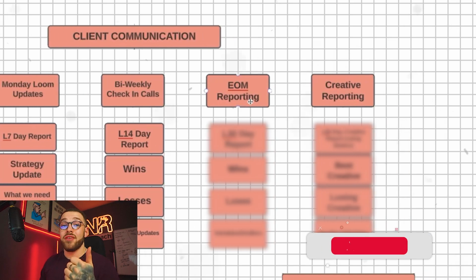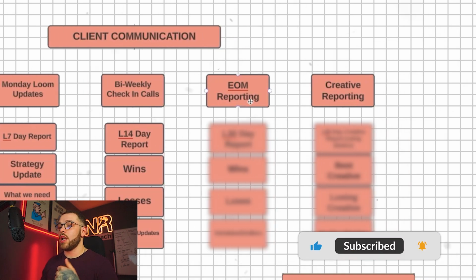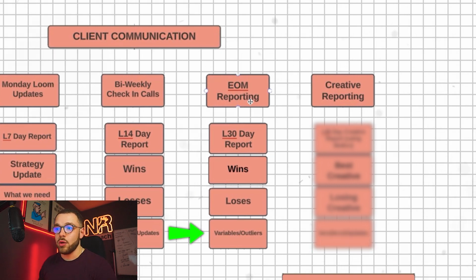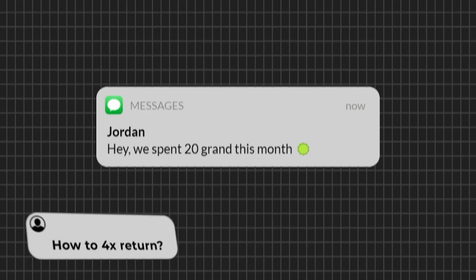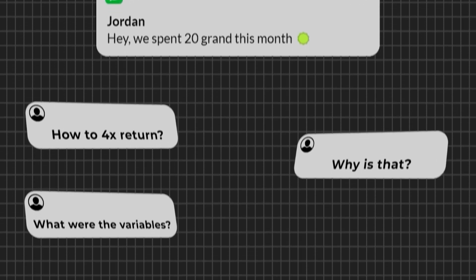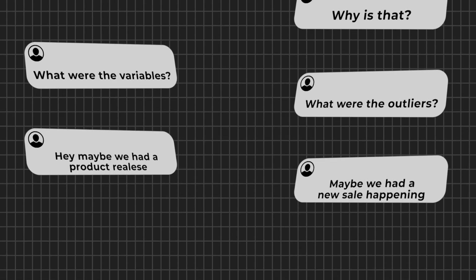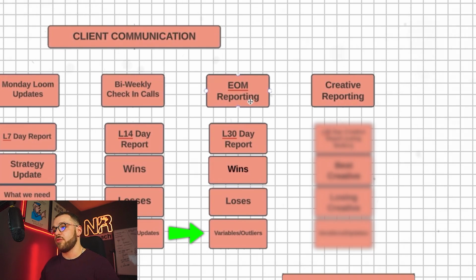Then we're looking at end of month reports. This is where we're going to be reporting on the last 30-day results. Again, wins, losses, and then variables as far as outliers. Really having the brand understand, hey, we spent 20 grand this month at a 4x return. Why is that? What were the variables? What were the outliers? Maybe we had a product release. Maybe we had a new sale happening. These are things that it's important for us to discuss because there obviously are a ton of variables and outliers when it comes to the data that we're reporting on.